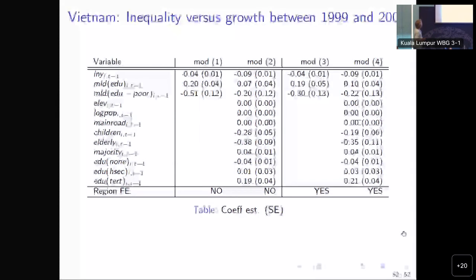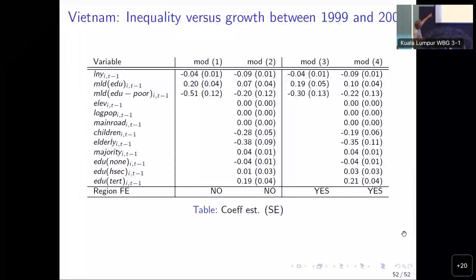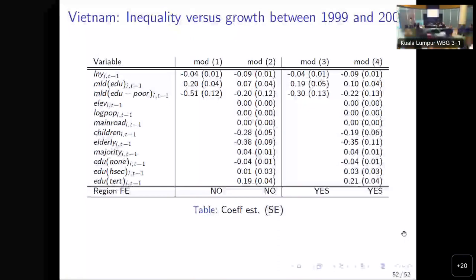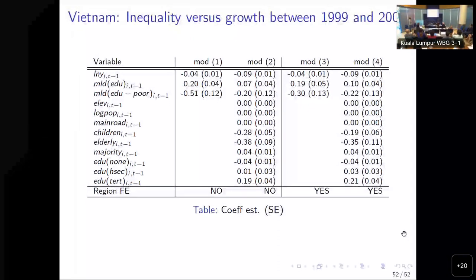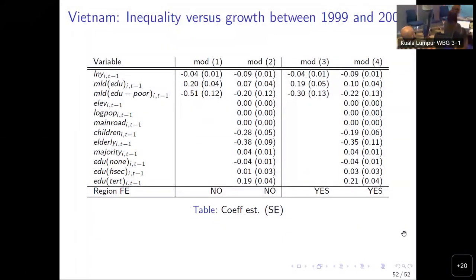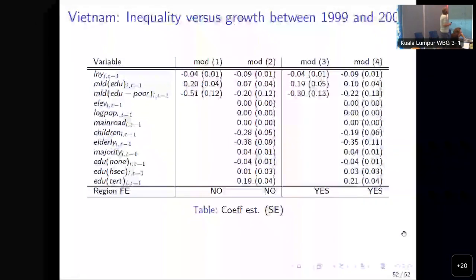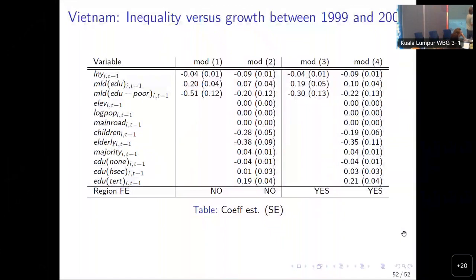But as you can see, inequality of opportunity has this strongly significant negative relationship with growth at the district level in Vietnam. The magnitude of the coefficient is reduced when we add the set of controls, but its statistical significance survives in both cases. And here total inequality, when you control for inequality of opportunity, has this positive effect.